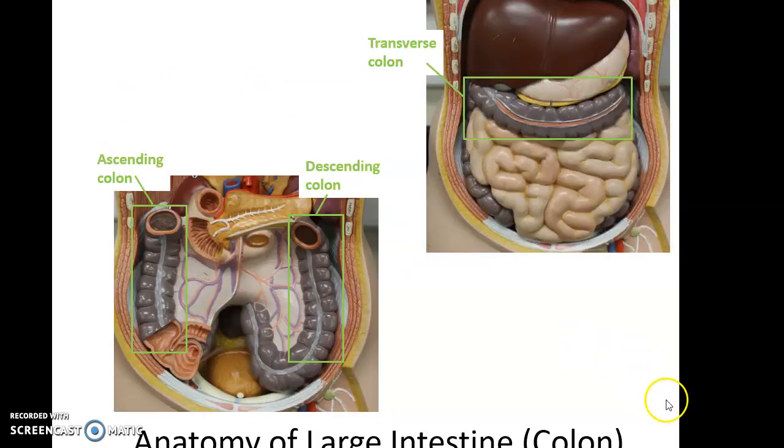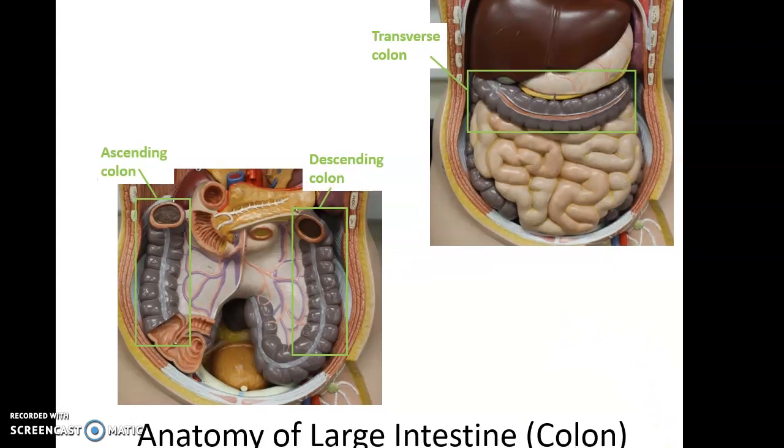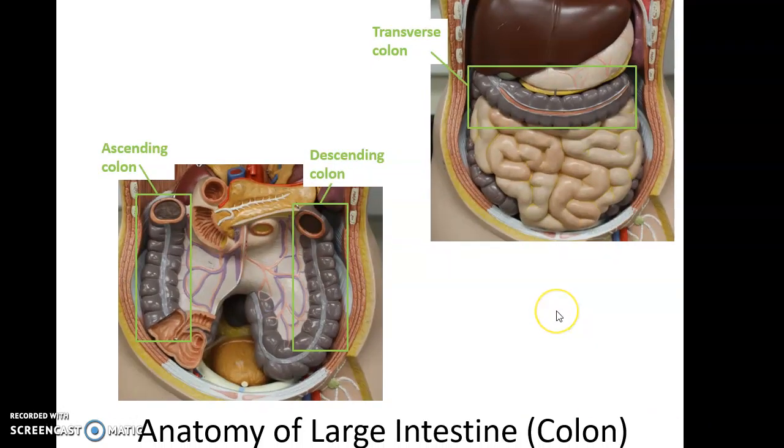All right, then we have the large intestine. When I talk about the entire organ, it's the large intestine. When I talk about parts of it, it's often referred to as the colon. So this compartment here is the cecum, single small compartment. This portion of the large intestine is called the ascending colon. Feces will be traveling up the right side.